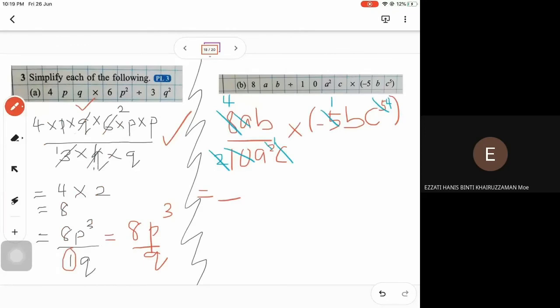So, we can multiply straight away. 4 and 1. So, it's 4. Oh, sorry, negatif kan? Lepas kita negatif tadi kan? So, negatif boleh tulis kat tengah-tengah tu. Biar kat situ. So, ini 4. B squared. C. C power of 4. And then yang bawah. Number tak ada. Dan sini dah jadi 1. So, 1 tak payah tulis. Tinggal A saja.